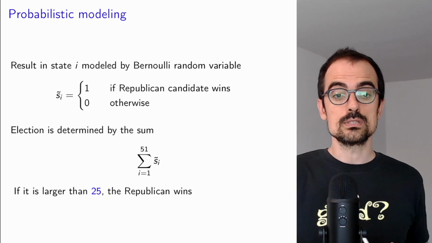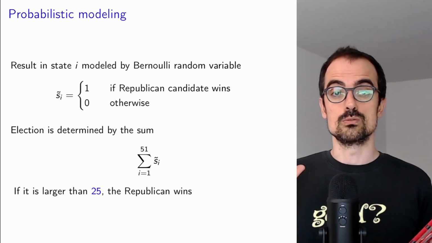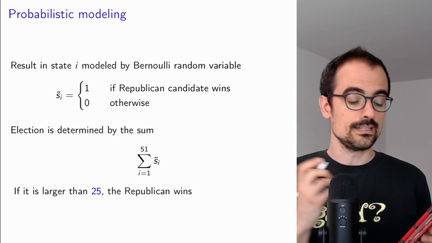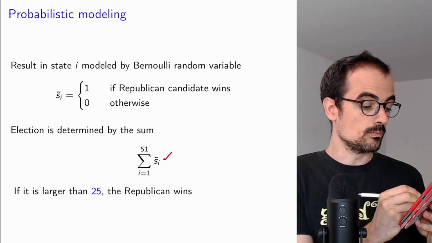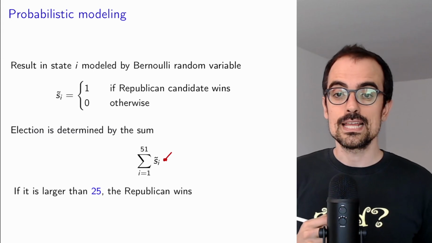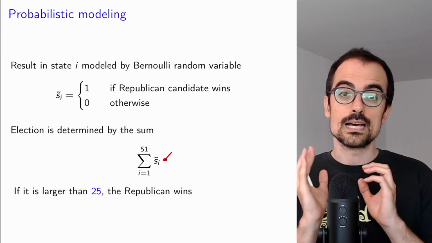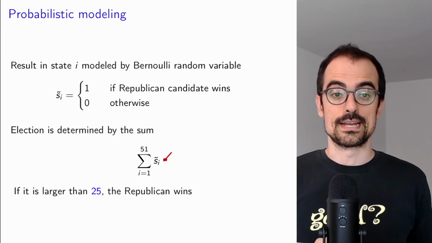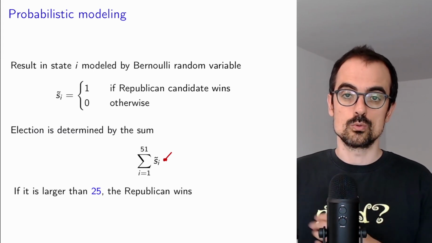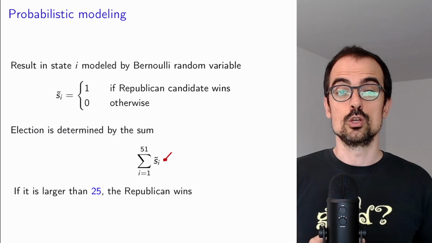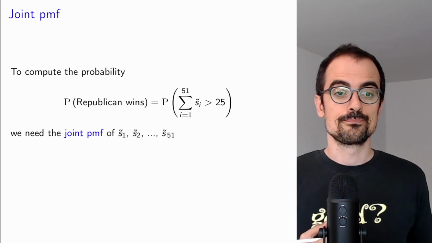I do want to point out that if we had an election where there's more than 1 elector in each state, then here we would have to multiply this by the number of electors and then see what's the probability that the Republican gets more than half. This would be what we would do if we were trying to forecast the real United States election.